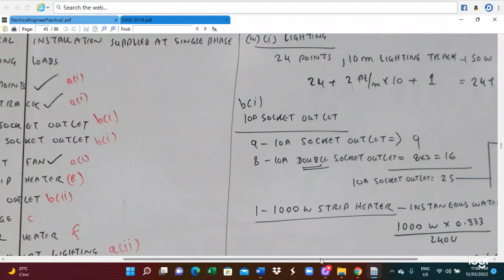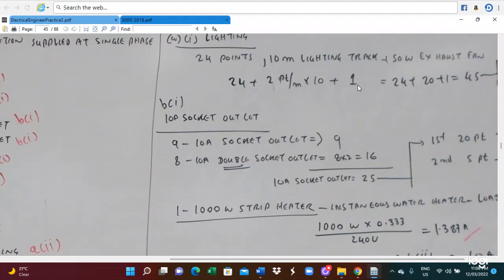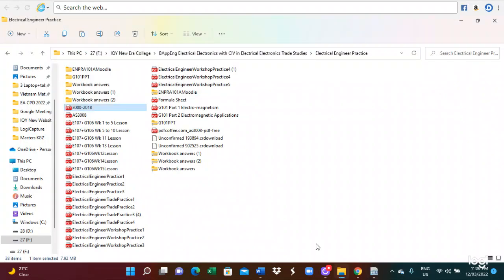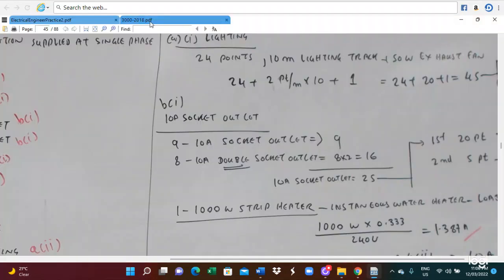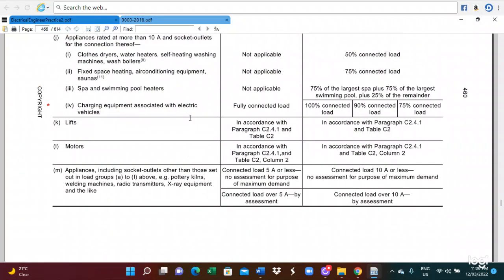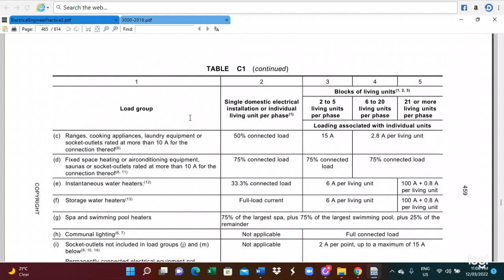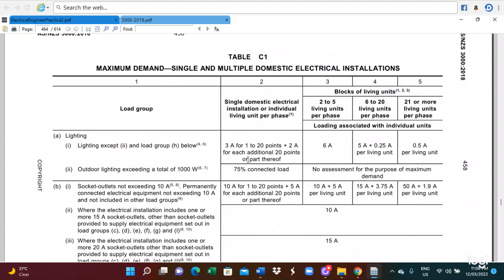24 plus 2 multiplied by 10 plus 1, so there will be 45 points. Because of the 45 points, we have to count the load group A1. Every 20 points you have to count the 3 ampere. So 45 is equivalent to 20 plus 20 plus 5. The first 20 points, 3 ampere. Second 20 points, 2 ampere. And then for the additional 5 points, we add the 3 ampere, 2 ampere.